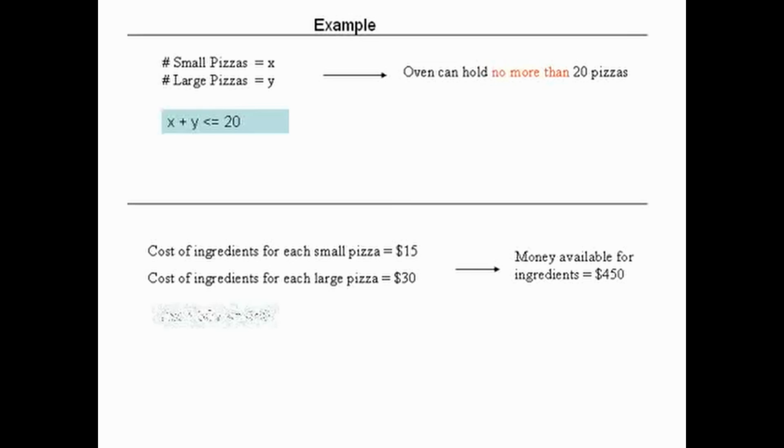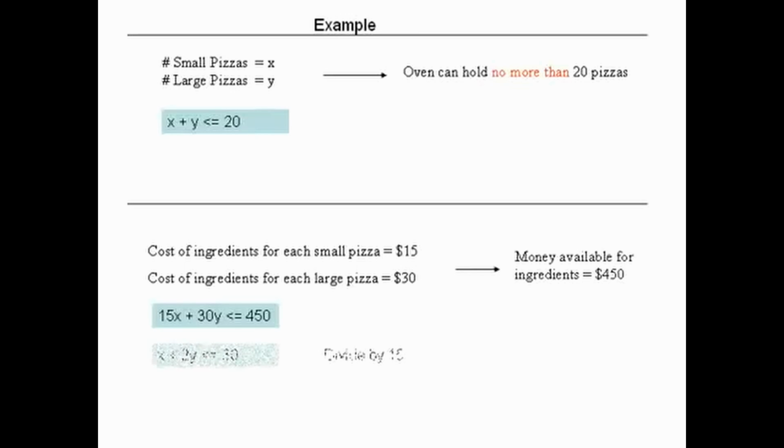So it is easy to set up another equation which says $15 times the number of small pizzas plus $30 times the number of large pizzas must be less than or equal to all the money that the company has to buy ingredients. So the equation 15x plus 30y is less than or equal to 450 is merely describing the constraint of only having $450 available to spend on ingredients. So 15x plus 30y is less than or equal to 450 is our second equation.